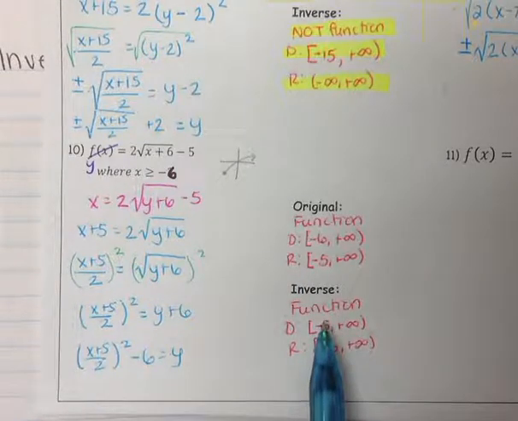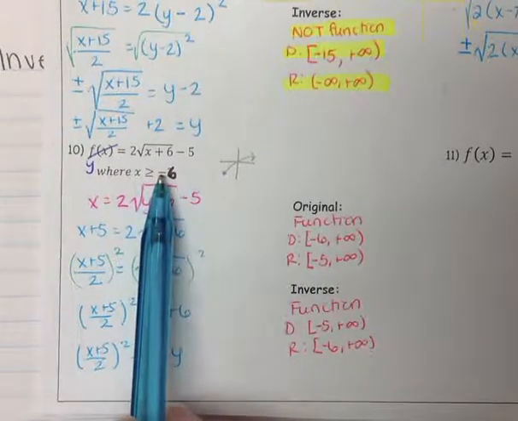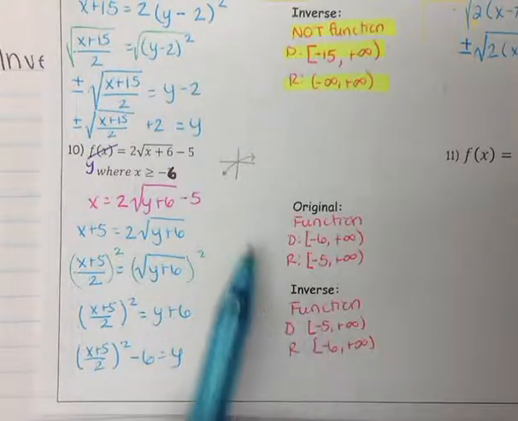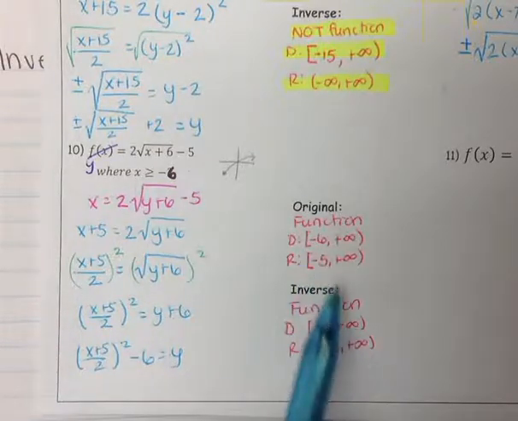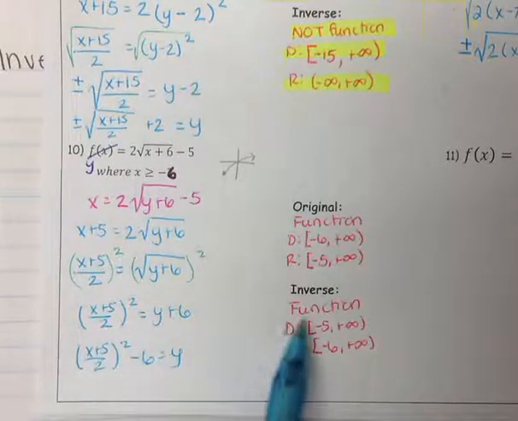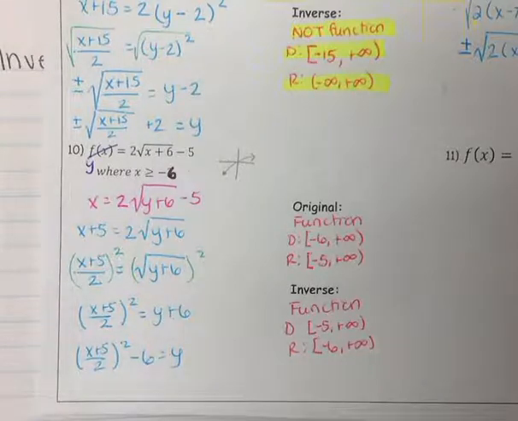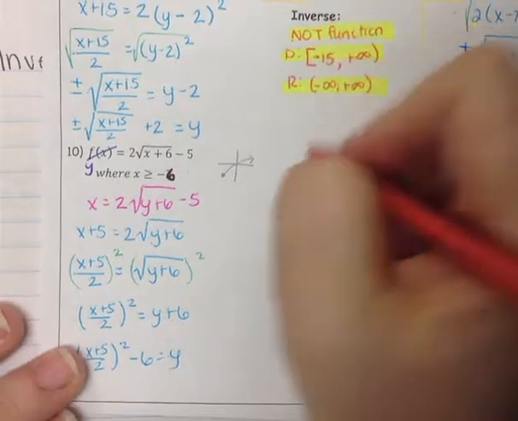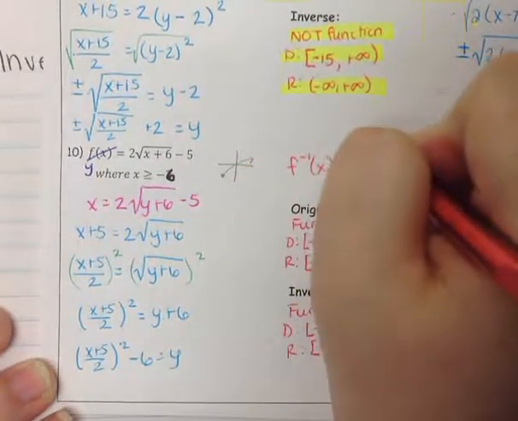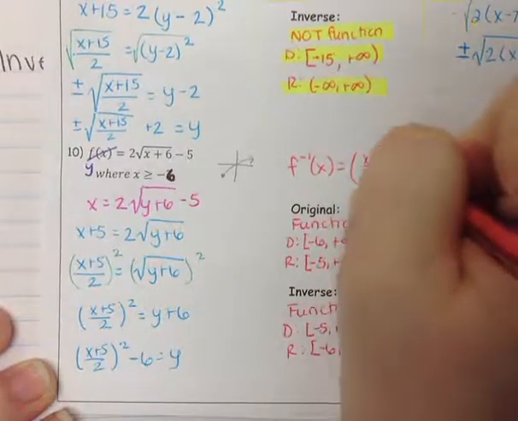We need to make sure that we have that restriction because the original had a restriction. We need to make sure that we still have a restriction on that range. But because the original domain had a restriction, our inverse domain also needs to have a restriction. It needs to start at that -5 because if I were to set that equal to 0, I would get x plus 5 is then equal to 0, and then subtract the 5, I get that x equals -5. So we will write our inverse as f inverse of x is equal to ((x + 5)/2) squared minus 6.